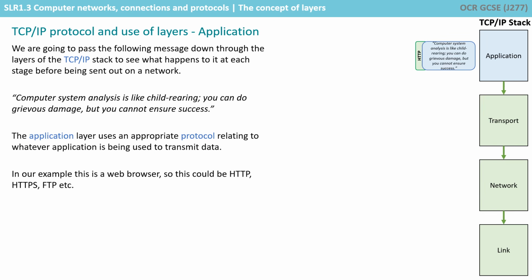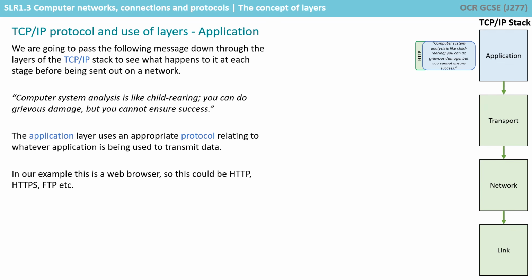So we're going to take a detailed look now at the TCP/IP stack and the 4 layers it uses. We're going to pass the following message shown on the screen down through the layers of the TCP/IP stack to see what happens to it at each stage before it gets sent out onto the network. So imagine this message was being sent out onto the network. It first has to travel down the TCP/IP stack.